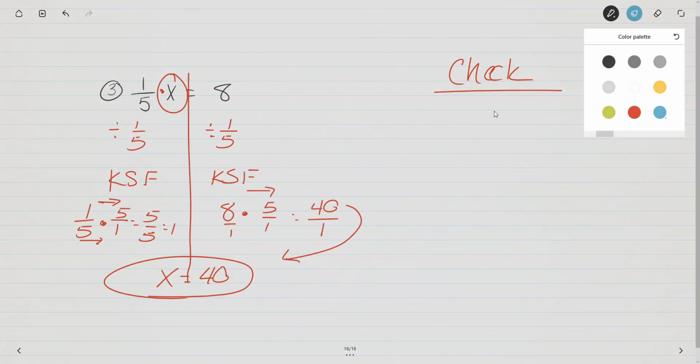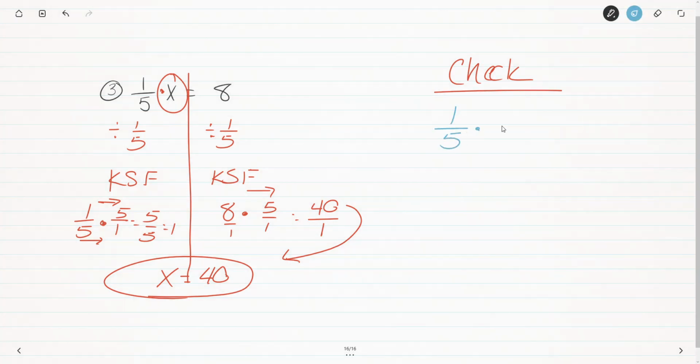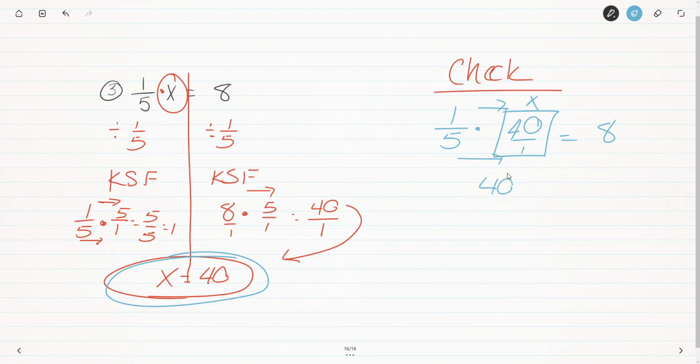So I have 1/5 times blank for x is equal to 8. Well, we know that x is equal to 40. That's what we got. Fraction times a whole number, you have to put a 1 underneath. Lonely whole number gets a 1. So now I'm going to multiply across. 1 times 40 gives me 40. 5 times 1 gives me 5. And finish the problem. 40 divided by 5 gives me 8. Well, that matches what I was supposed to get. So my answer is correct. So yes, x equals 40 is the correct answer.